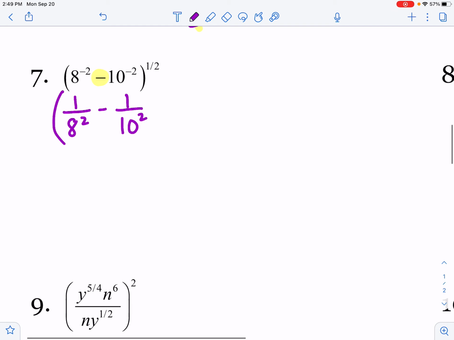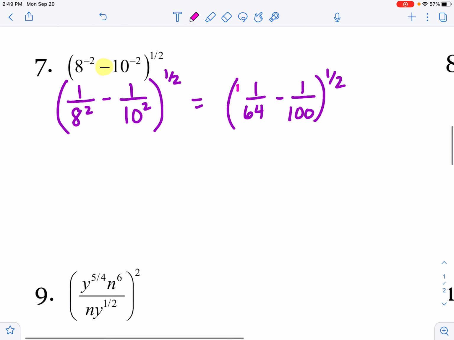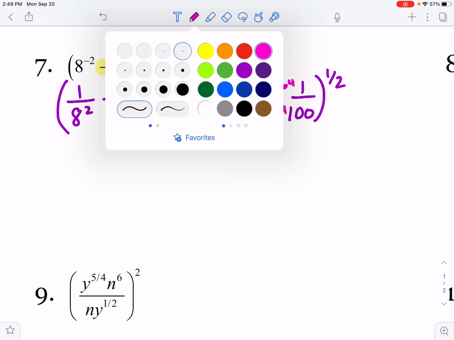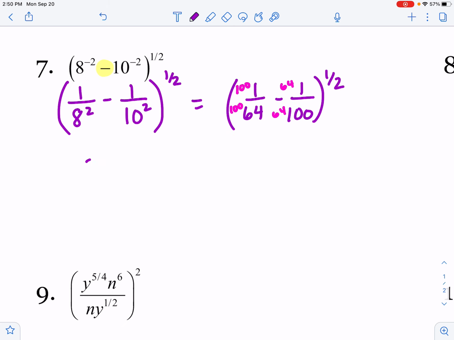my exponents to be positive, simplify the inside of that parenthesis, and then deal with that 1/2. So when I do that, I end up with 1 over 64 and 1 over 100. So my common denominator is actually going to be 6,400. Some of you might be going to the calculator on this one. If not, I'm getting common denominators. So I have 100 over 6,400 minus 64 over 6,400. And I end up with 36 over 6,400.